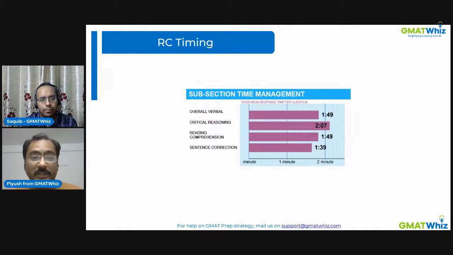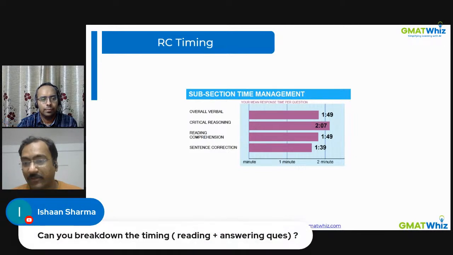It was not like he was spending 2 minutes on an average, and then he did not spend any time on a question and then he gets it. So this is the actual time that you see. Okay, Ishan is asking, can you break down the timing of reading and answering questions? So I think Shakib did break it down, but if you want to add anything on top of that.